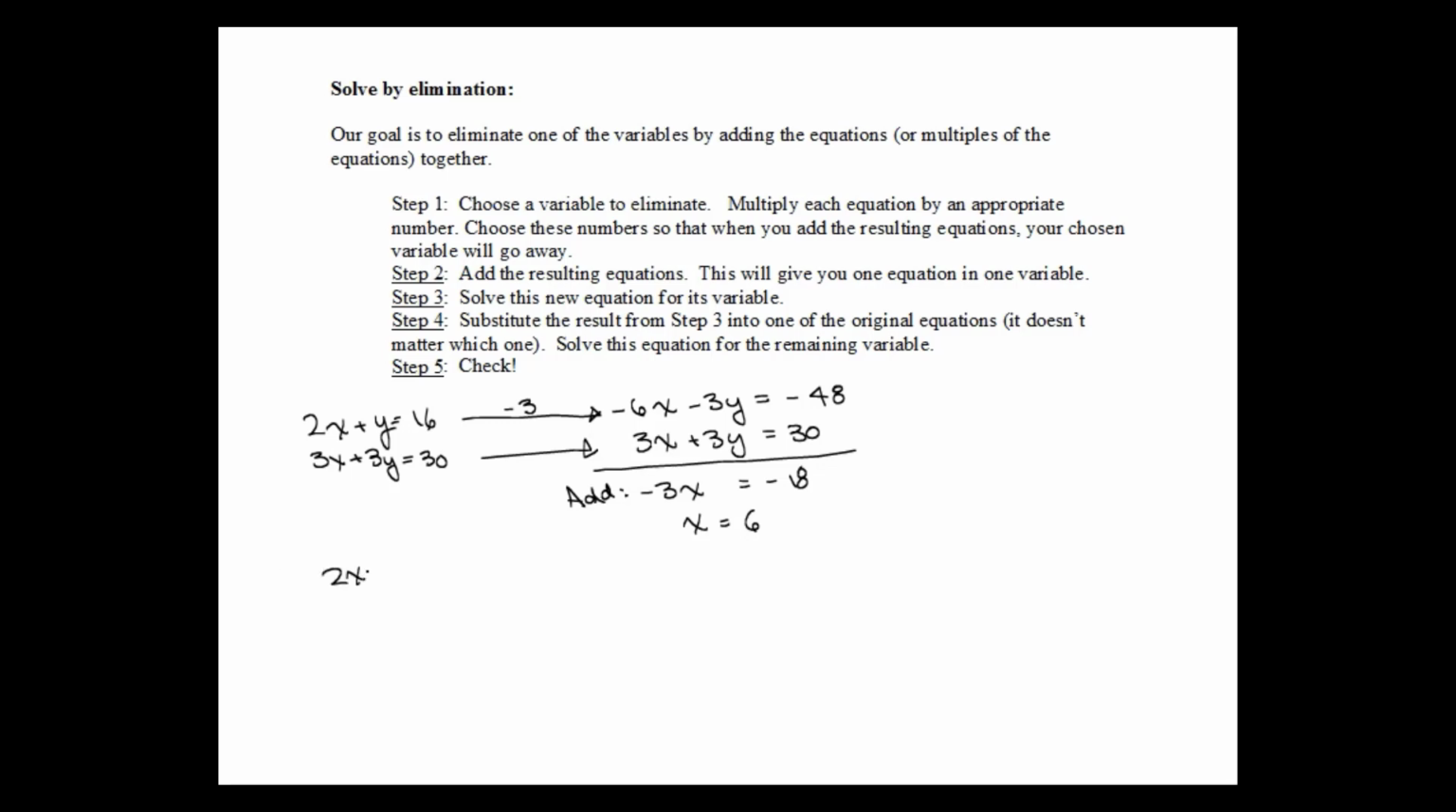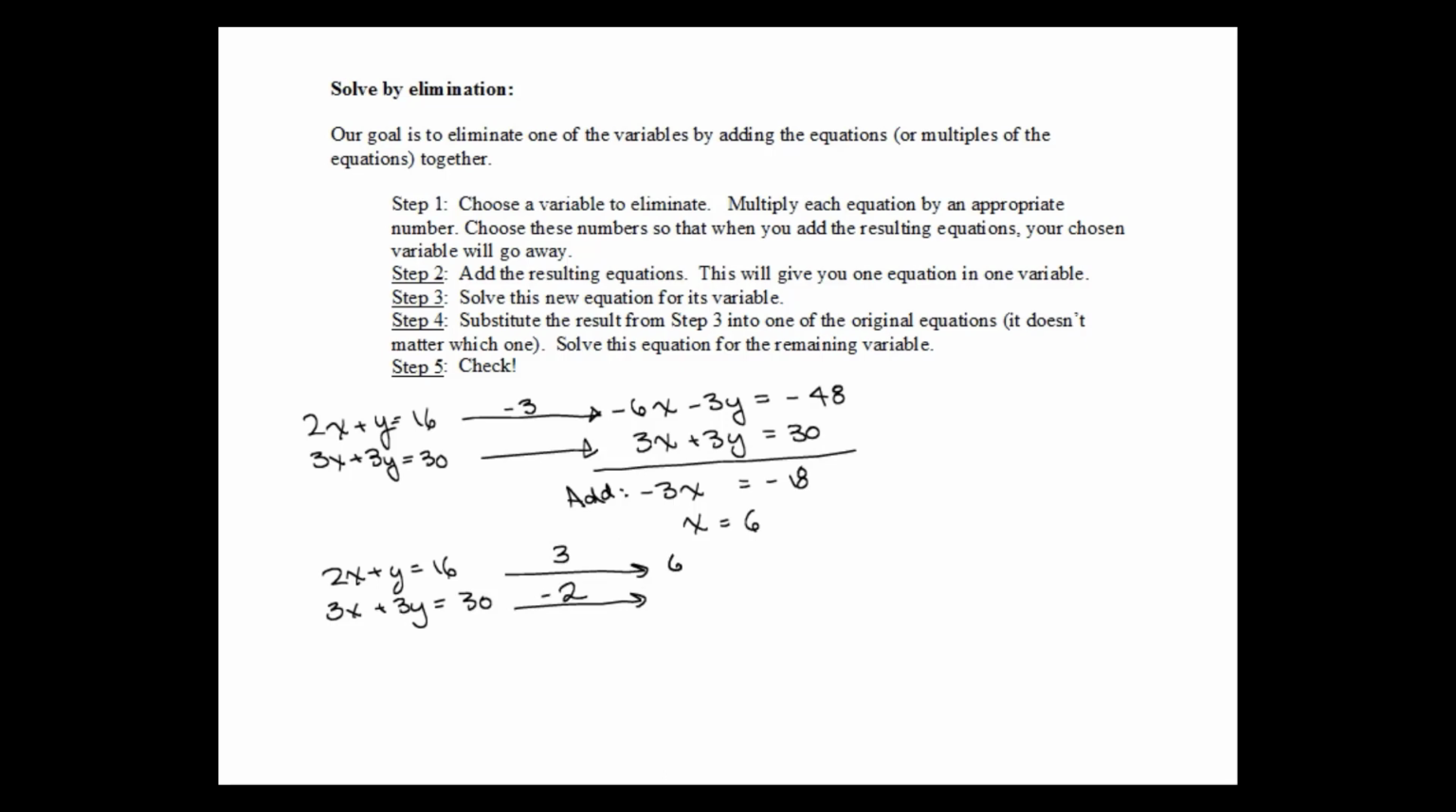Sometimes this is easier, particularly when you have a bunch of fractions. It can be real quick if you just do elimination on the other variable. This time, let's eliminate x. So let's multiply the first equation by 3 and the second equation by -2.